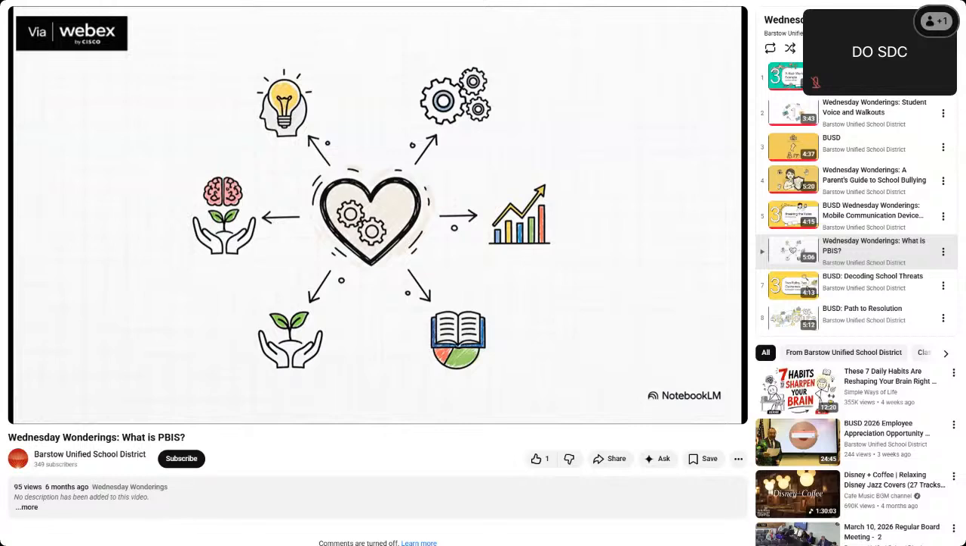You might hear people talk about 3 tiers of support. And all that really means is you have broad strategies for everyone, a little more help for small groups, and then some really focused one-on-one support for the kids who need it most. And here's the key. All of it, every decision, is based on actual data and research, not just a gut feeling. All right, so that's the theory.